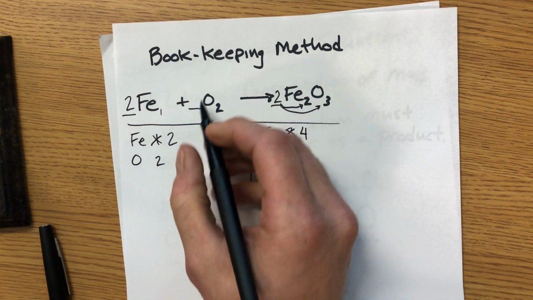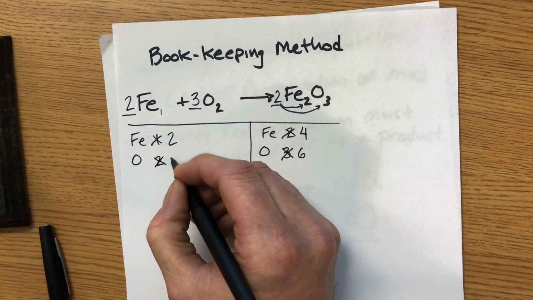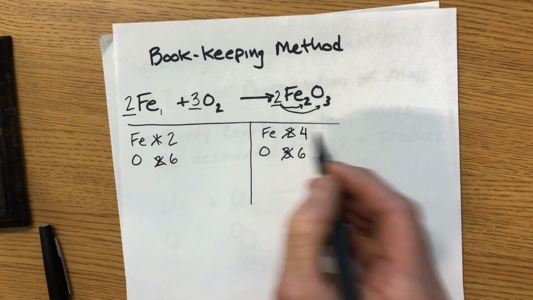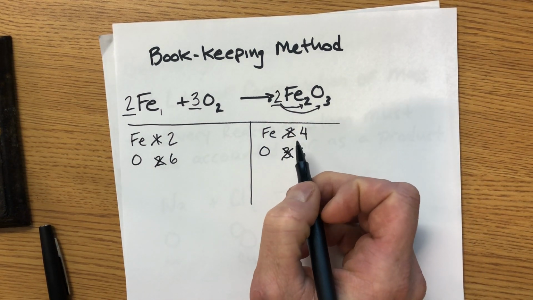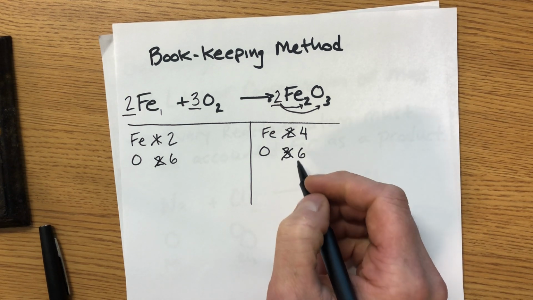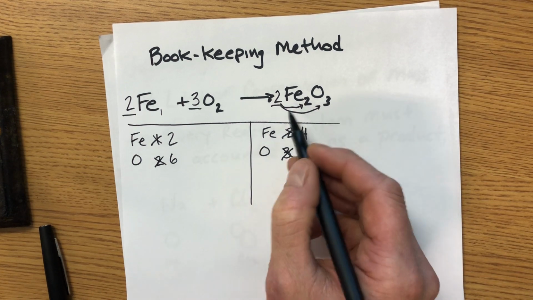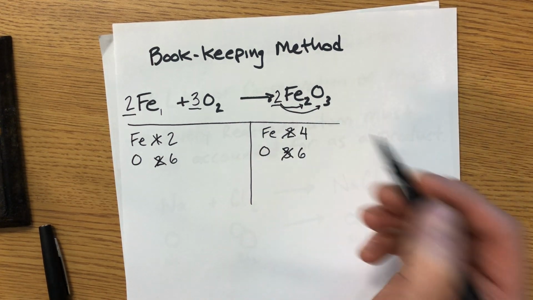Oxygen over here is a pretty easy fix to match that 6. We would just triple it, and that makes 6. Now, as happens a lot of times, you will solve one problem and create another, like we did with our irons here. It was fine at 2, and then we made this change that made it out of balance again.